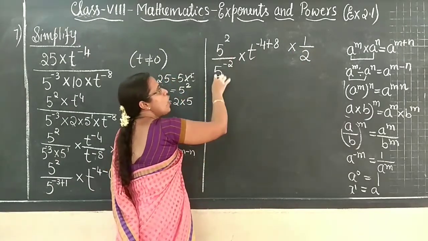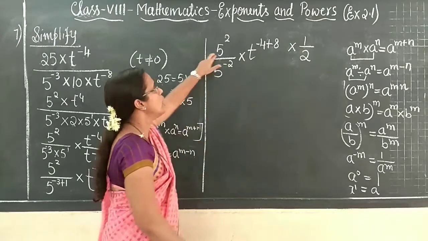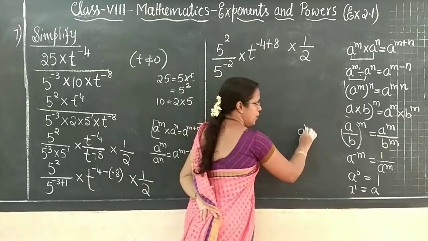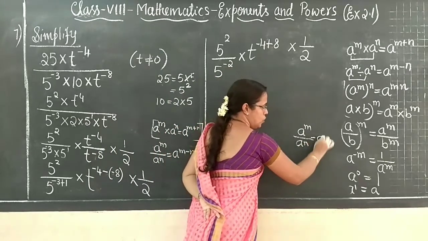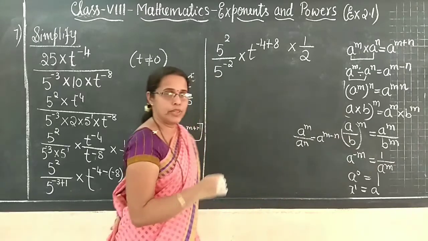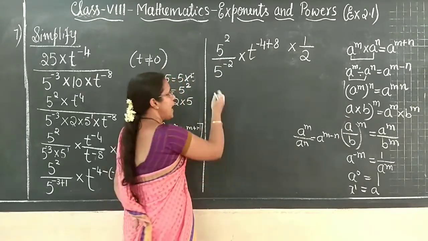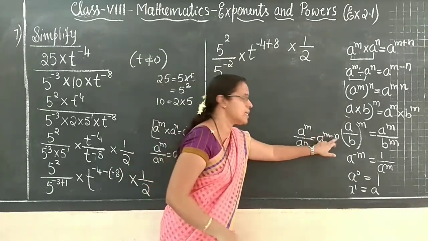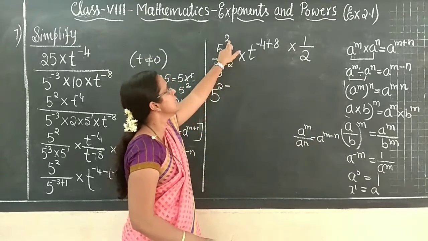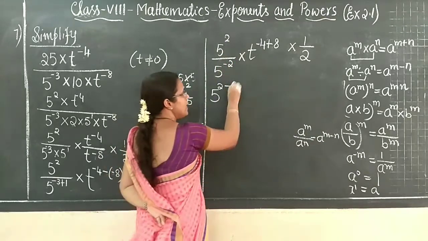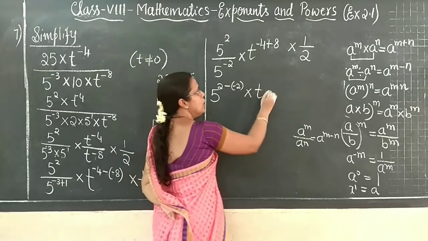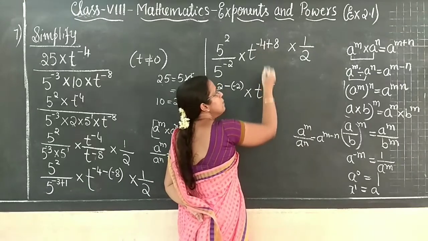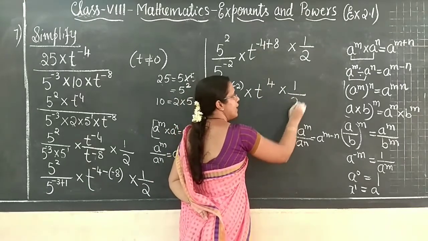Now, again, which law type it is there, children? A to the power m by a to the power n is equal to a to the power m minus n. When the bases are same, powers you have to subtract. So 5 to the power 2, middle sign is minus. N is also minus. This is m, this is n. Minus of minus 2 into t to the power 1 plus 1 minus. You have to subtract, right? 8 minus 4 is 4. Bigger number sign is plus. Into half, right as it is.